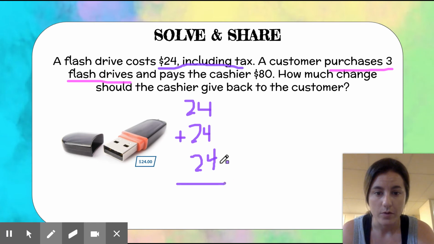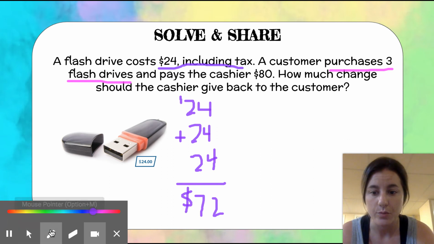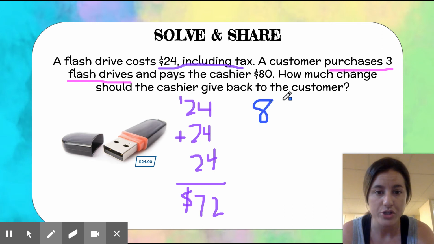4 plus 4 plus 4 is 12. 2, 4, 6, and 1 is 7. So 3 flash drives cost $72. Now he pays the cashier $80. So I have to figure out how much change he gets back.